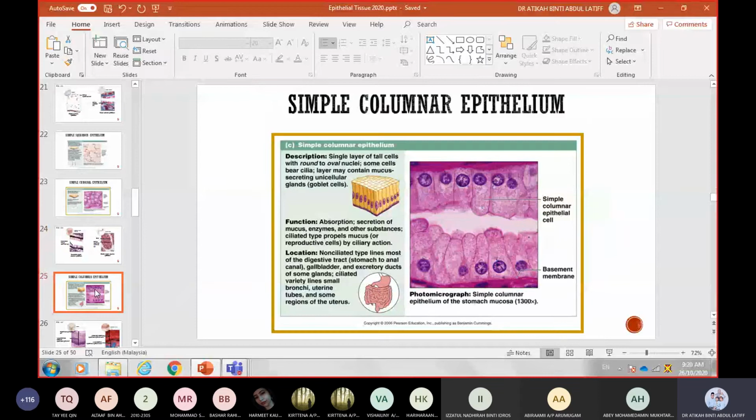So where do we have simple columnar epithelium? Mainly in areas where we need absorption and secretion of mucus, enzymes, and other substances. So usually in the digestive tract. In the stomach to anal canal, we have the columnar type but non-ciliated. In the uterus or uterine tube, we have the ones with the cilia. This is an example from the stomach mucosa or lining of the stomach, where we have simple columnar shaped epithelium.